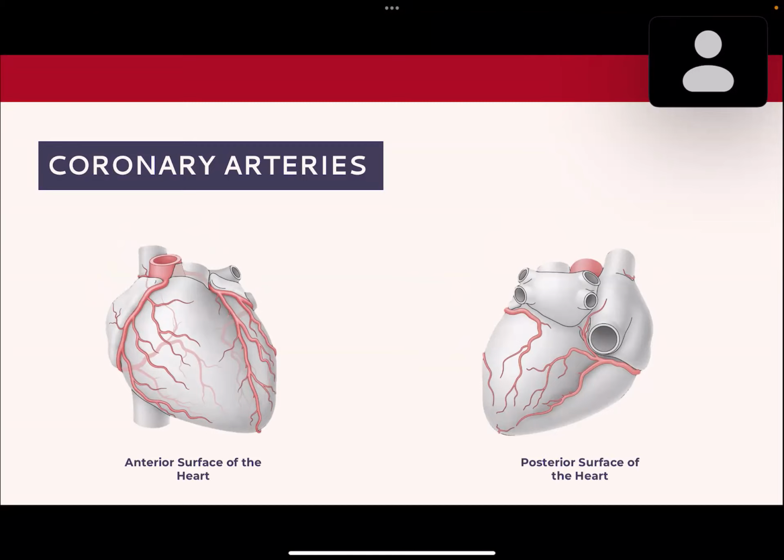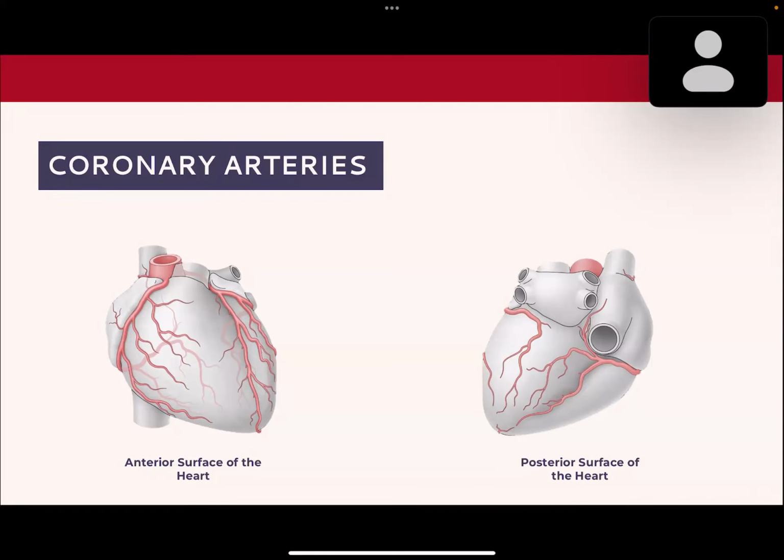The second thing that we're going to revise is the coronary arteries. The heart is just like any other muscle. It needs its own blood supply, its own oxygen, and its own nutrients. That's why the coronary arteries are basically the most important blood supply in the body, because it is what makes us survive. The coronary arteries, where do they come from?